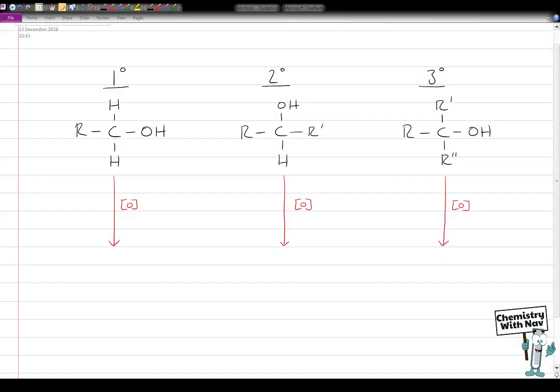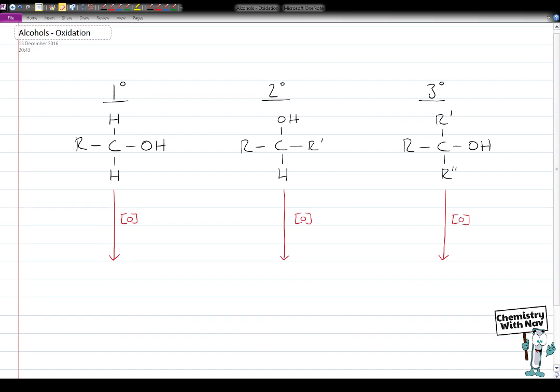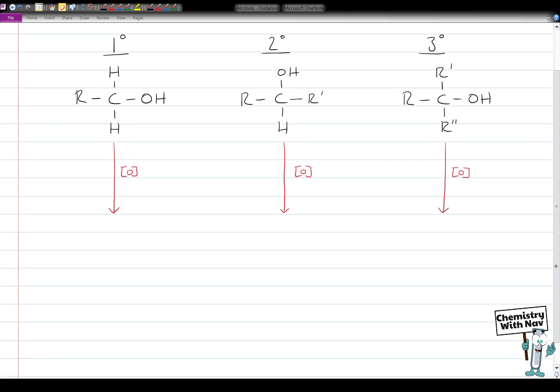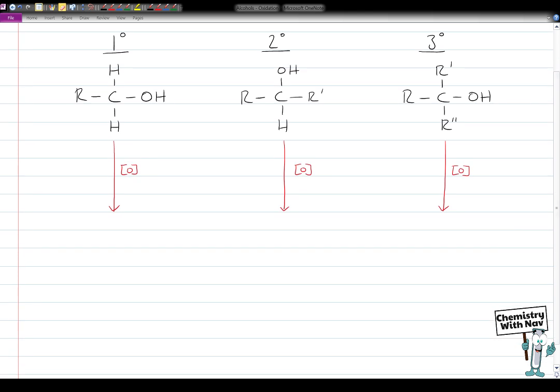In this video we're going to take a look at the oxidation of alcohols, and we have to look at, first of all, the classification of alcohols, which is that they are primary, secondary or tertiary. So a primary alcohol will have one R group attached to the carbon with the OH group. Secondary will have two R groups attached to that carbon, and the tertiary will have three R groups attached to that carbon with the OH group.